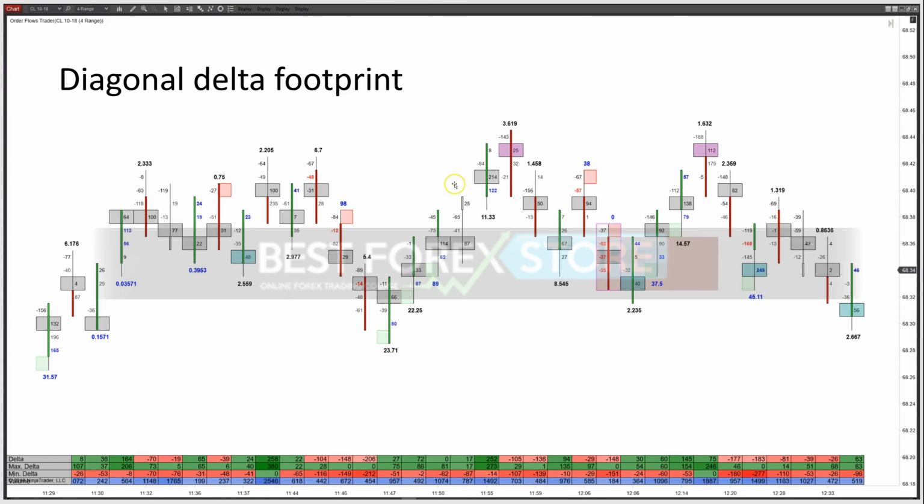You can see it here, again, negative delta on the left-hand side, positive delta on the right-hand side. And you can see here where you got some imbalances. As markets go up, you got buying imbalances.